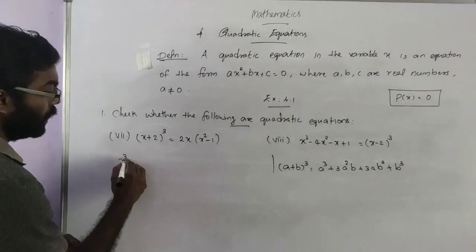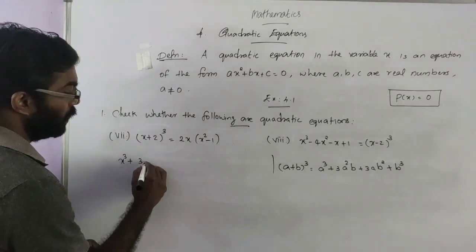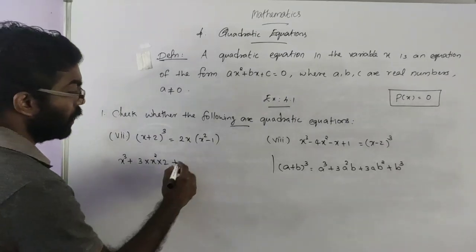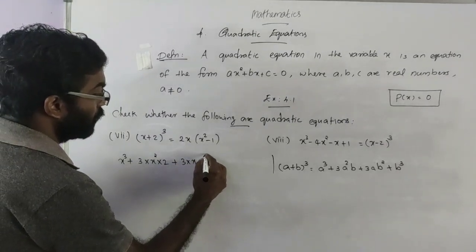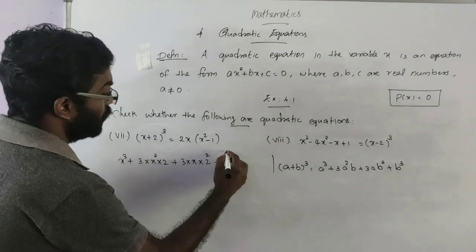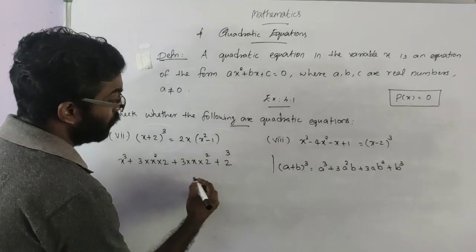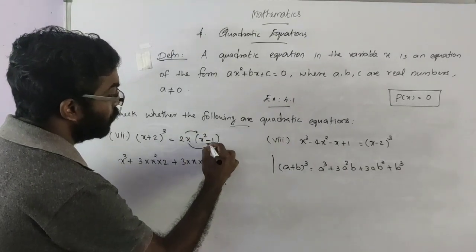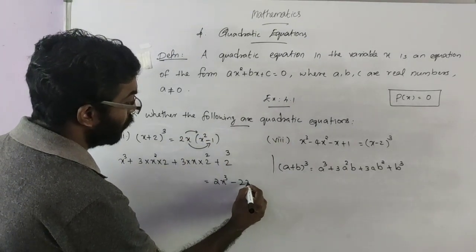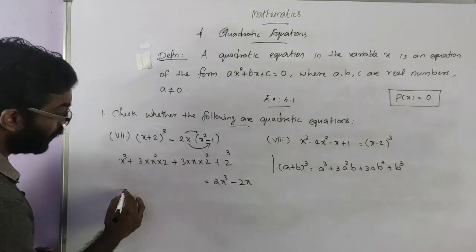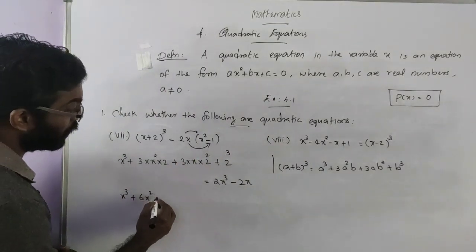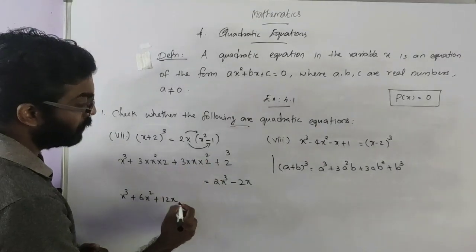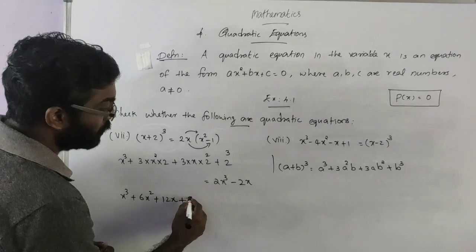So x cube plus 3a square b, 3 into x square into 2 plus 3ab square, 3 into x into 2 square, then plus b cube, here it is 2 cube, which is equal to, here we can multiply 2x into x square, 2x cube, then 2x into minus 1, minus 2x. That is x cube plus 6x square plus 2 square is 4, 4 3s are 12, 12x. Here 2 cube is 8.